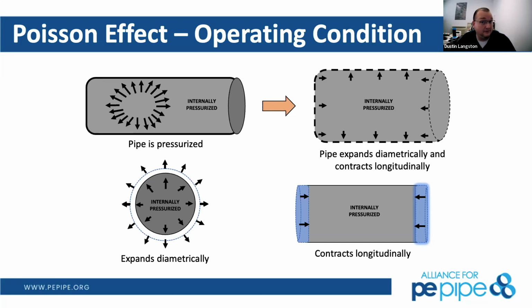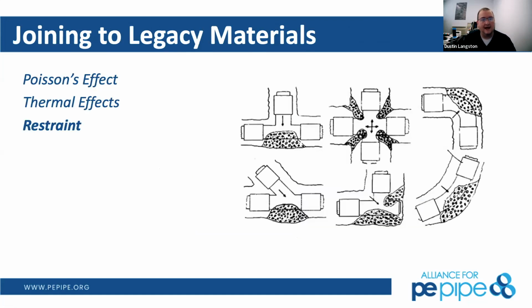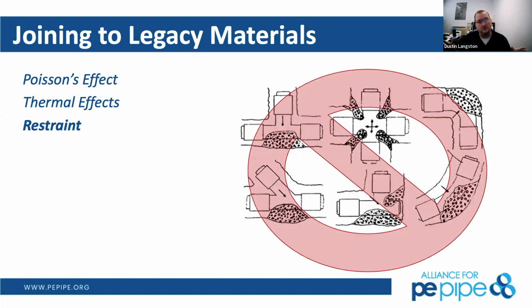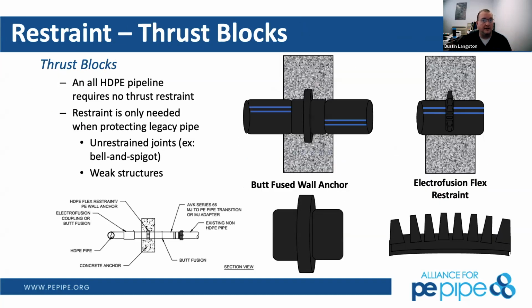There are lots of mechanical restraint options: bolted options, MJ adapters, mega lugs, things like that. But if you purely rely on that, you're going to have to worry about the joints further down the line that are also unrestrained, of bell and spigot jointed pipe. And so the best thing to do is just pour thrust block at the transition point to hold that drill string, or that length of polyethylene, still and keep it from wanting to move.